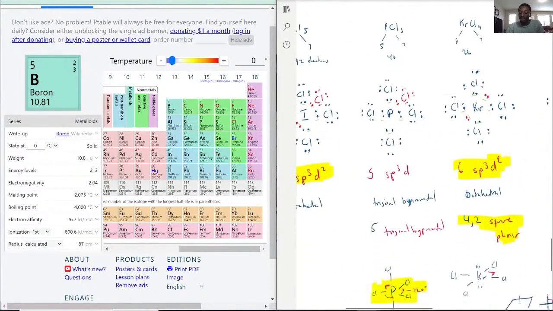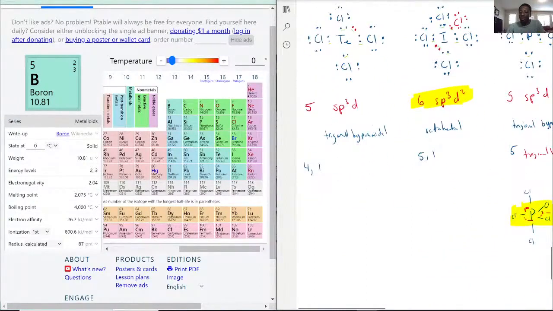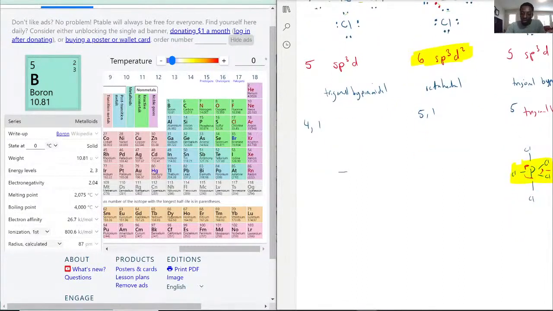Now I'll fess up, I don't know what shape they're expecting between the 4-1 and 5-1. Let me think of the 4-1 first. I'm pretty sure the 4-1 looks like, if I were to draw it out, if I remember correctly, I don't know what the shape is called, but it's kind of like that. These two are squeezed together because the electron here is a bully. So it kind of looks like that.